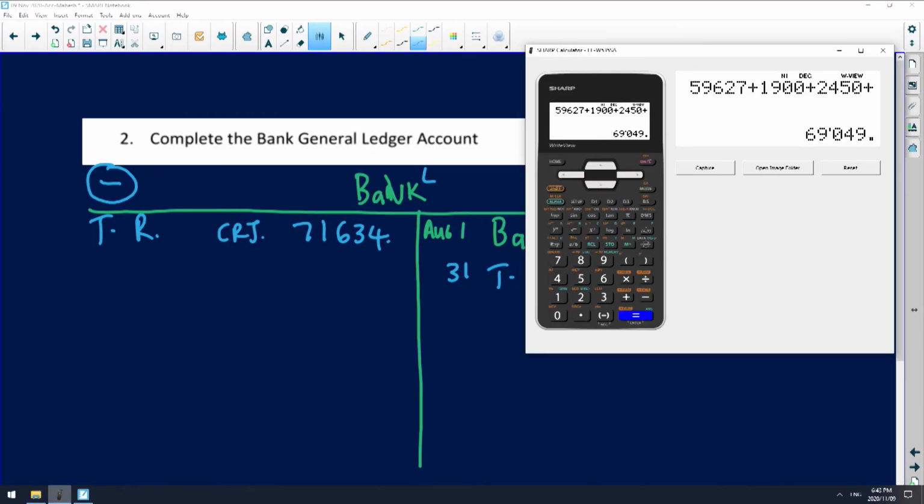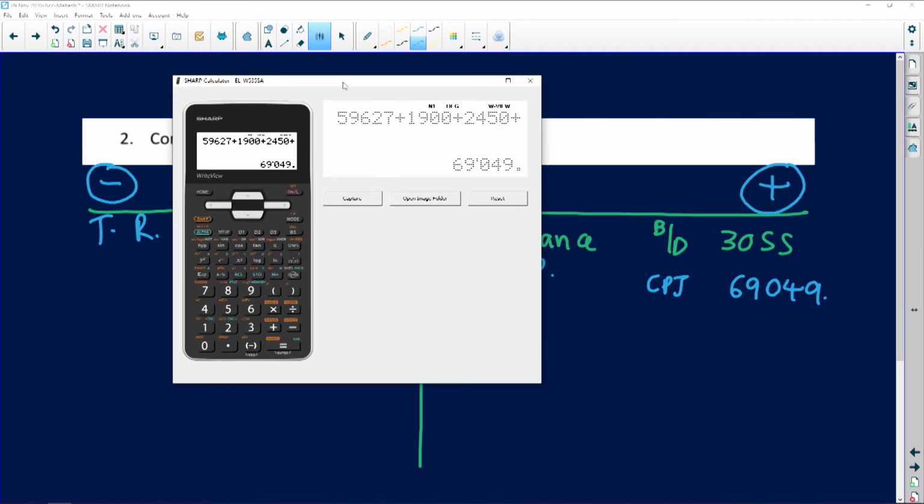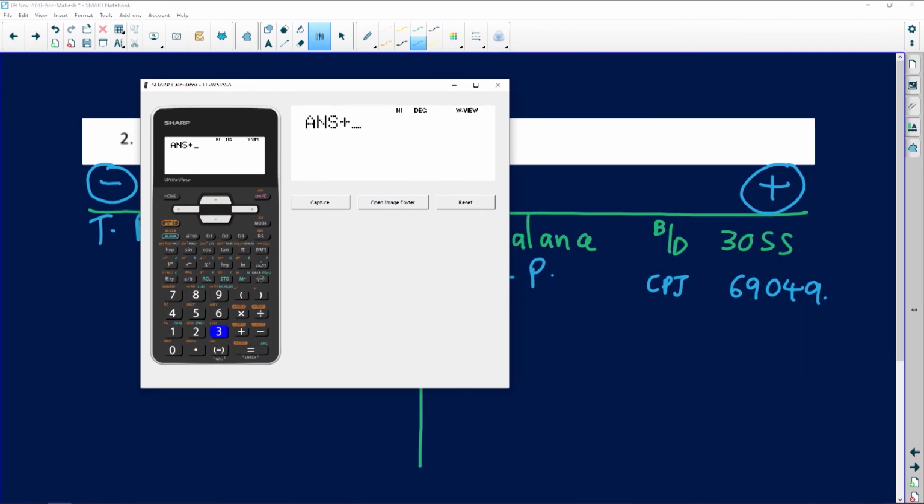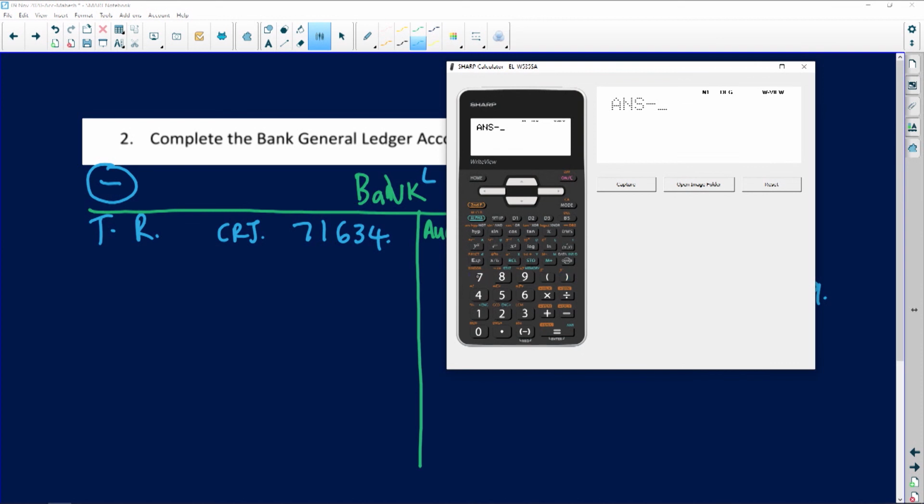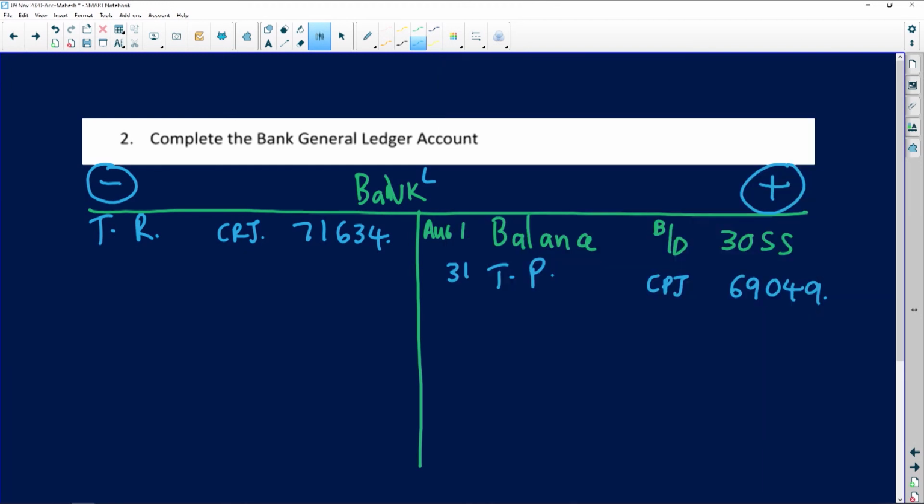Right, so looking at this particular balance, if we quickly balance this account, I think we still have an overdraft, so 69,049 plus 3,055, and that is giving us an amount of 72,104. Minus 71,634, and our bank balance, yeah, we still have an overdraft of 470. So that is our balance at the beginning of the next month, 470, when I balance this account.